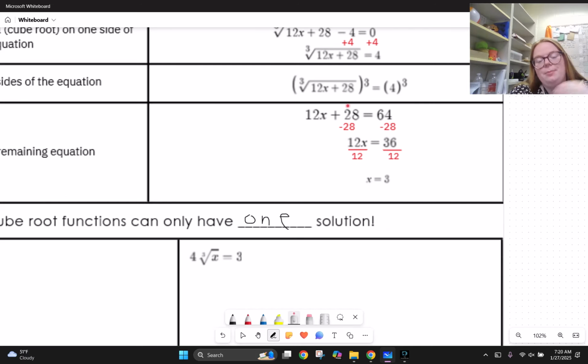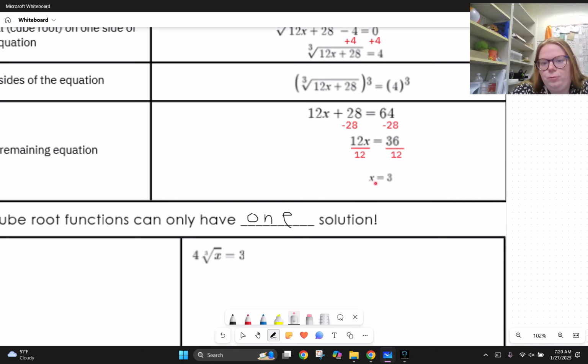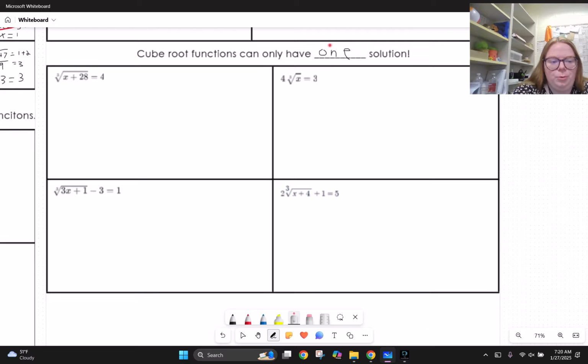So divide by 12, or sorry, I skipped a step. Subtracting 28 gives me 36 on this side. Over here, dividing by 12, x equals 3. And again, they can only ever have one solution, which means we don't actually have to check for extraneous solutions with cube roots. We are safe from that.